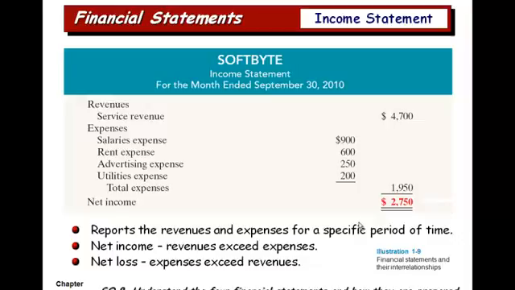Total expenses are at $1,950. Total expenses are less than service revenue. So that difference is net income of $2,750, and we get these numbers from that transaction analysis for those 10 transactions we just completed. This is the net result, the end result.